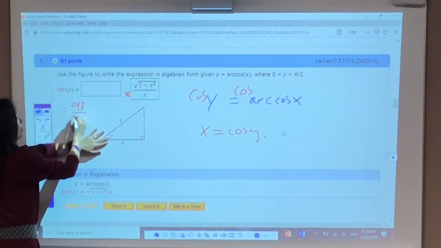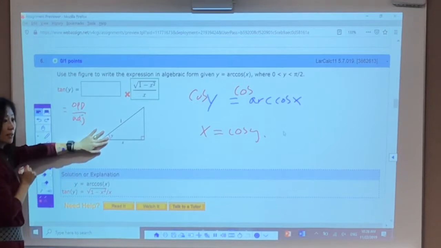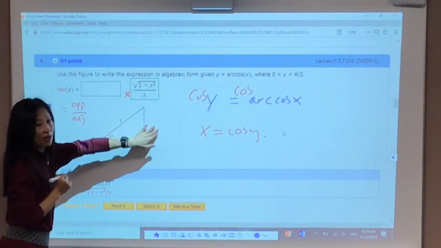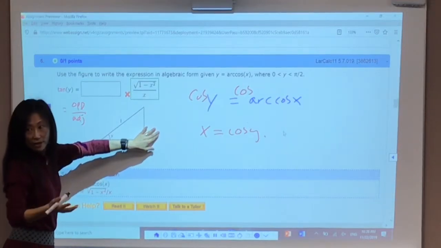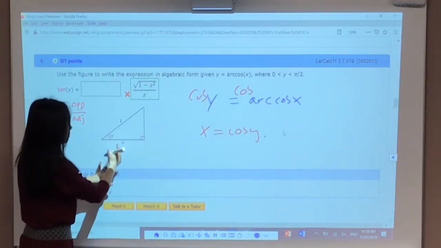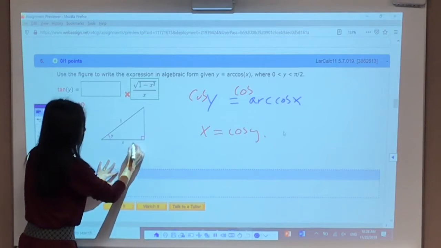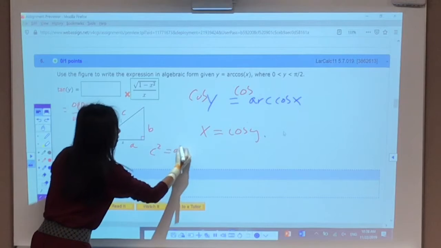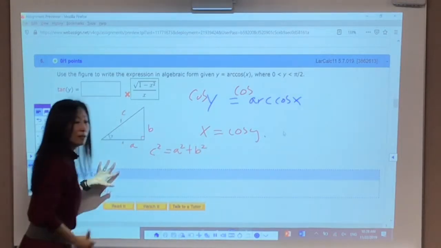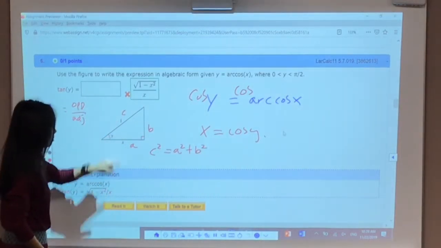Opposite over adjacent. There's one of them. Okay, I don't have the adjacent. How can I figure out my adjacent? Using a what? Pythagorean theorem? Yes. The Pythagorean theorem says this is the leg. I will call it A, B, C. Then you're going to say C squared is equal to what? A squared plus B squared. So C squared is right here.